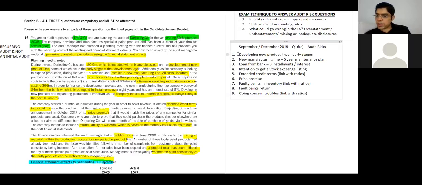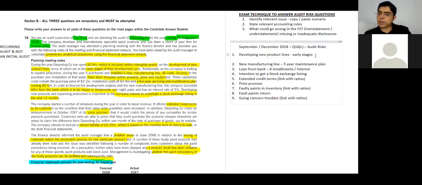The first step, we've already done that. We've already identified all the relevant issues from the case study scenario. Now we would move on to step 2 and step 3. So for the first scenario, for the first thing, developing new product lines. New product lines at the early stages. So what are the relevant accounting rules? IAS 38. What does IAS 38 say? IAS 38 says research expenditure is to be expensed out.